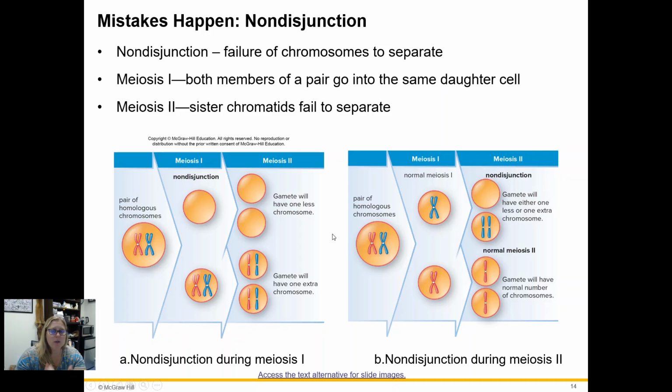Now, looking at these 2 images, I want to give you a minute to think to yourself which one would result in more problematic zygotes. So which one, if the cells were fertilized, is going to have more zygotes with the wrong number of chromosomes?